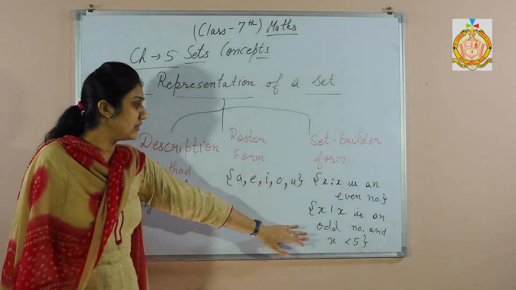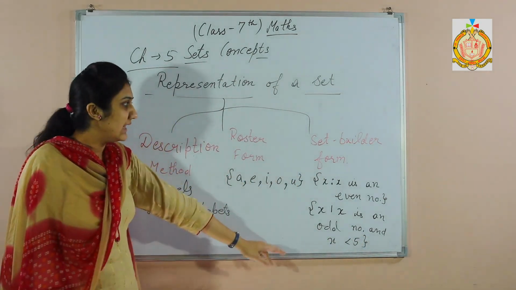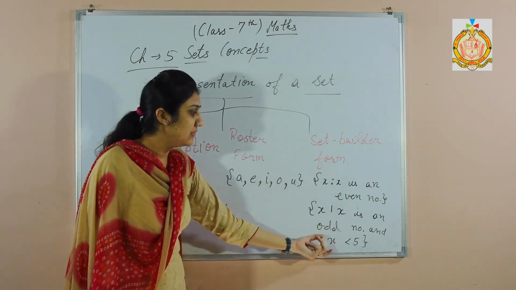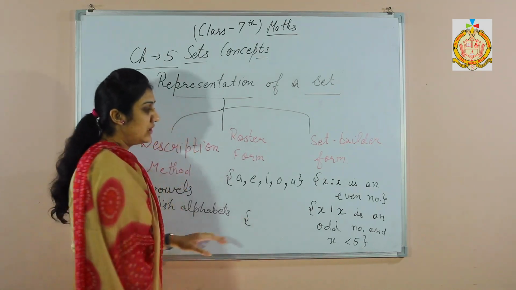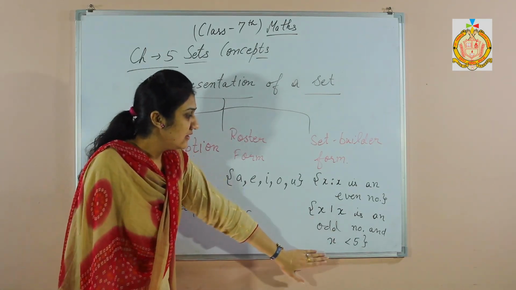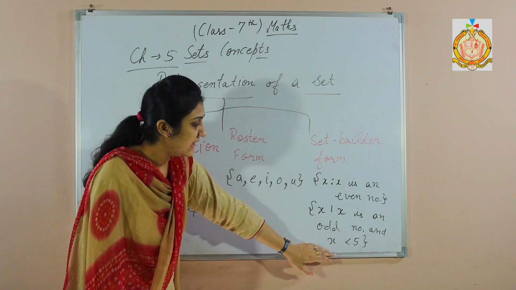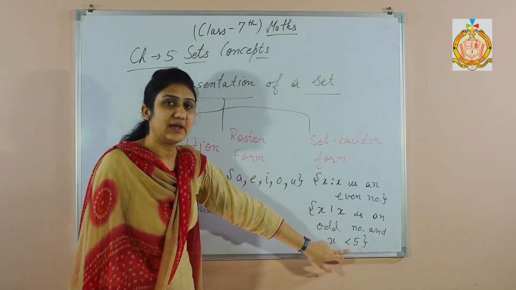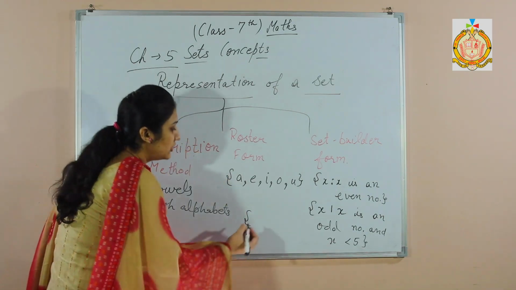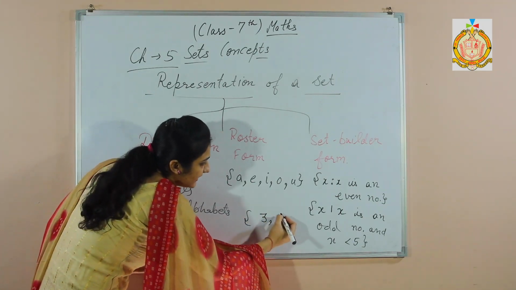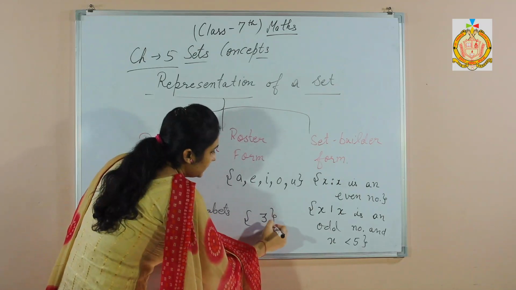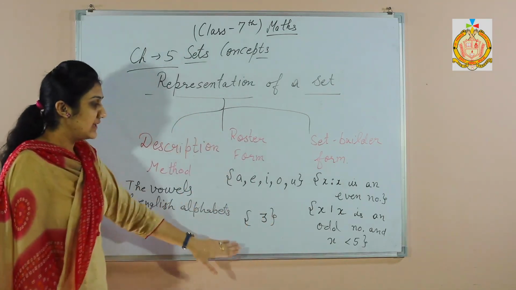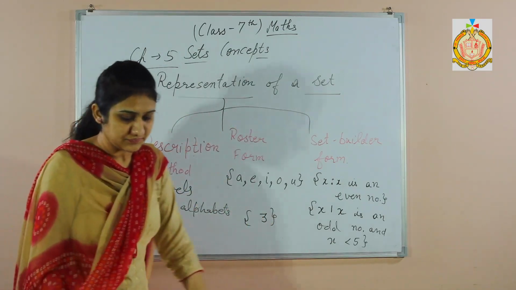We can convert one form of the set into another form. Like if I have to represent this set builder form in roster form, I have to take x, where the value is less than 5 and x is odd. What are the odd numbers less than 5? There is only one such odd number, that is 3. So in the roster form we can write it like this.